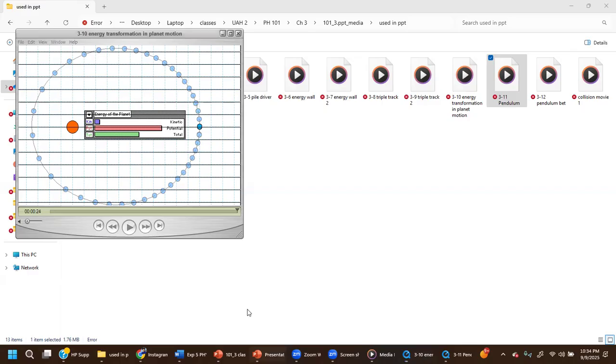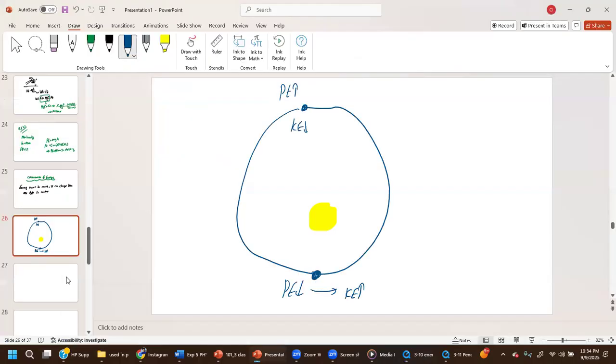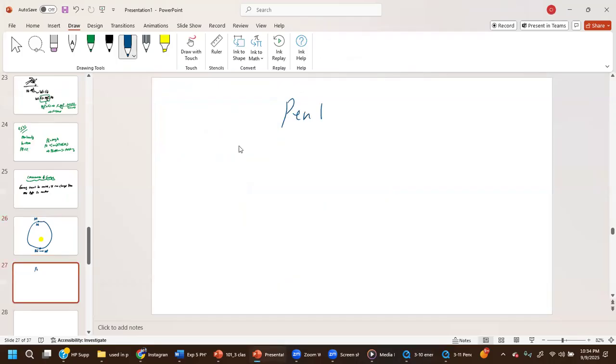Now, the best example about this would be the pendulum. So say this is my pendulum over here. Let me just go ahead, straight line. It goes back and forth.